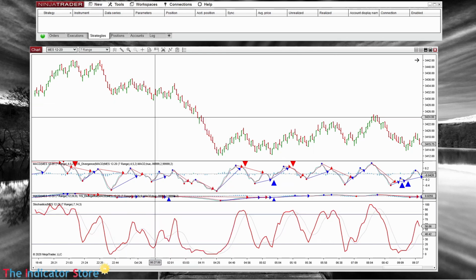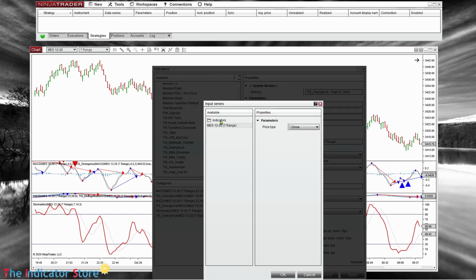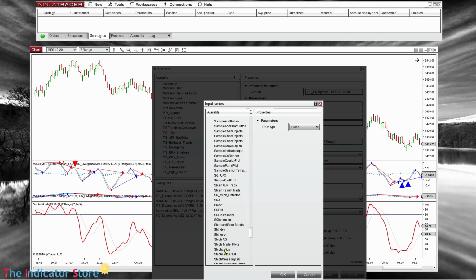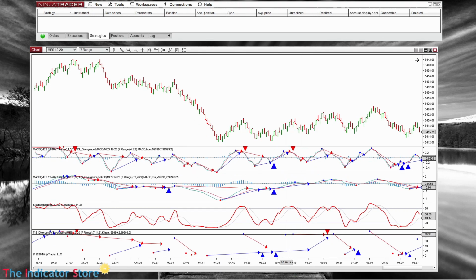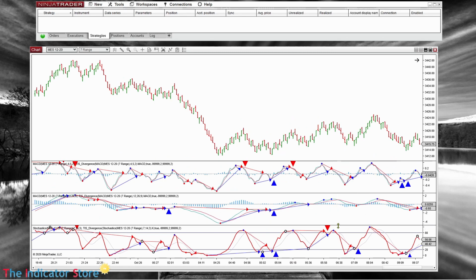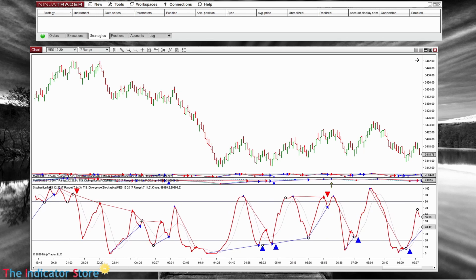Let's see how it looks. Divergence, on input series, stochastics here, and the stochastics of the key line with the default parameters. Okay, and overlapping the indicator. So let's take a look. This, for example, is a lower high, and the price is making a higher high.